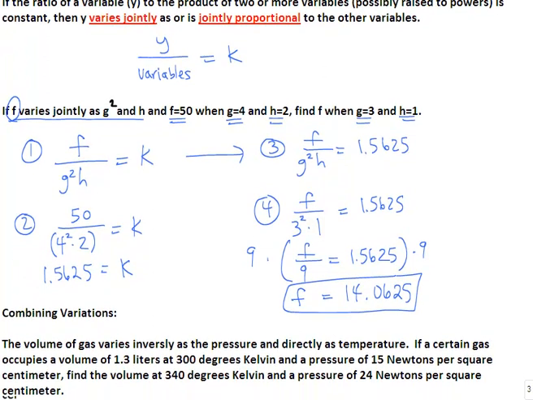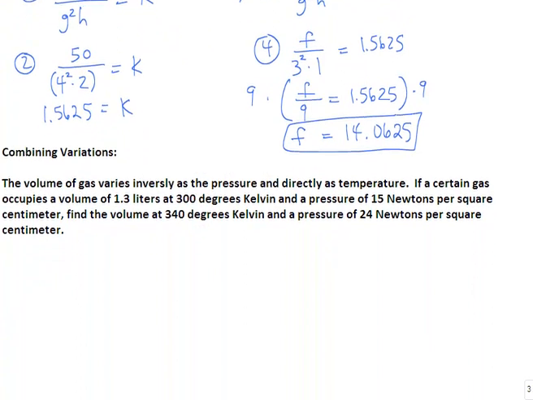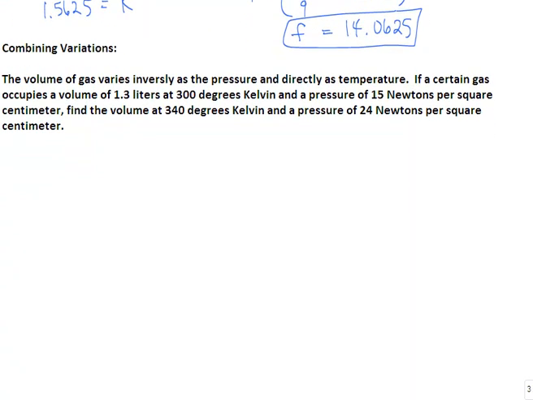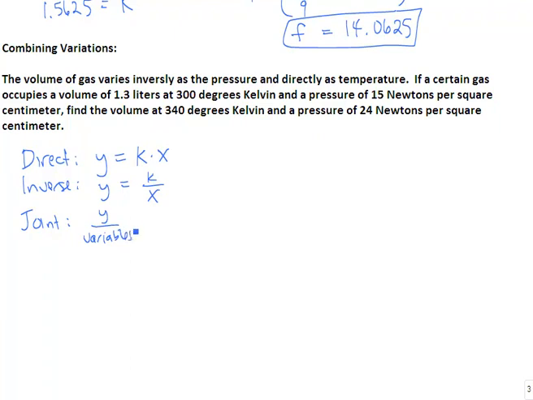Okay? Now the last example that we're going to do is not really a new variation, but it's a combination of all the ones we've done. So remember, for direct variations, you have y equals your constant k times x. For an inverse variation, you have y equals k divided by x. And for a joint variation, you have y over a bunch of variables equals k. So in this last example, we're just combining all of these together.